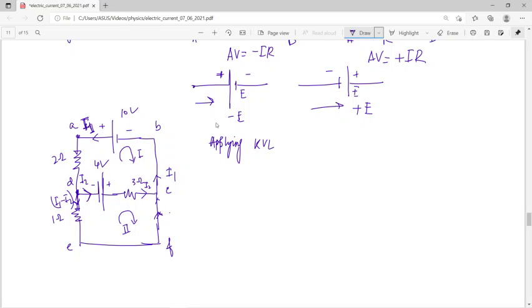So when we are applying KVL along loop 1, that means along the path A, B, C, D, A, if this is the corresponding path, you just see that we are moving in a direction that is positive to negative.